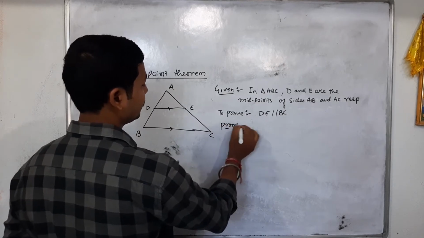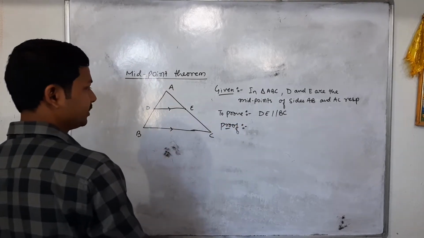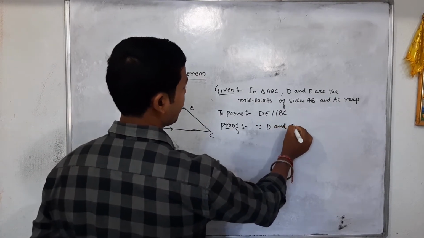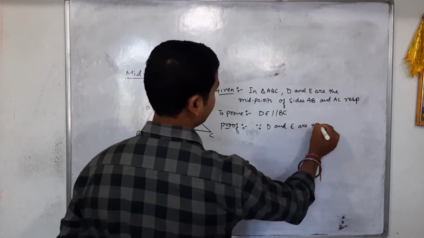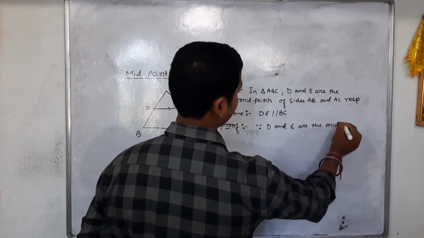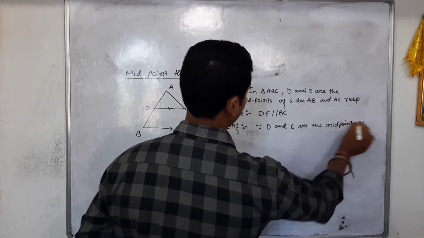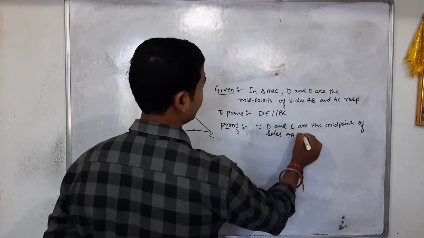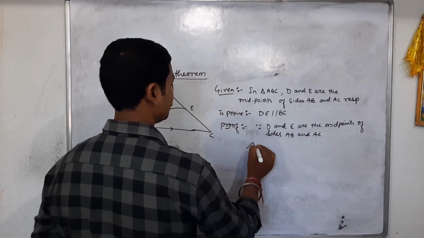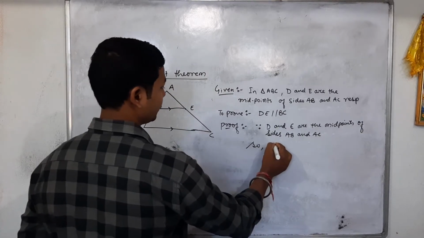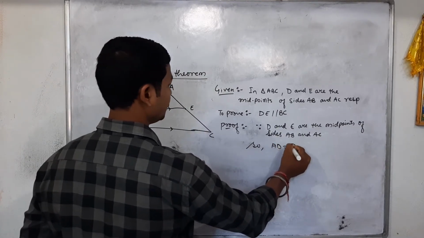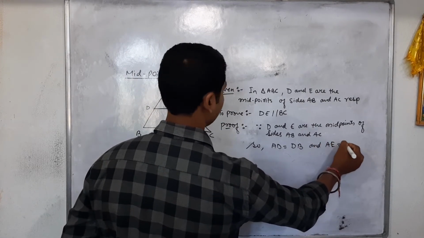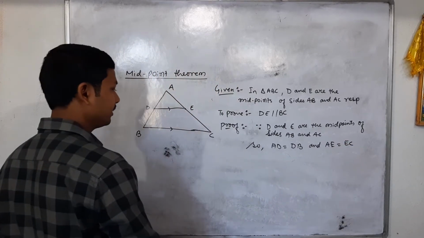Proof: since D and E are the midpoints of sides AB and AC, so what we can write is that AD will be equal to DB and AE is equal to EC. ये बात लिख सकते हैं.